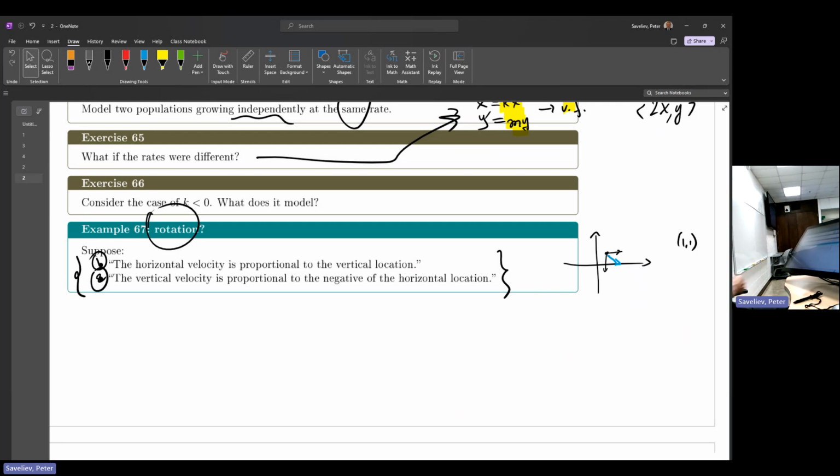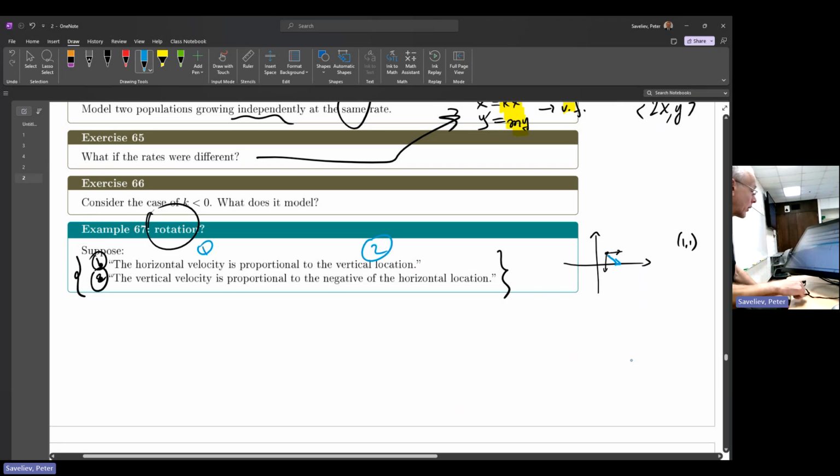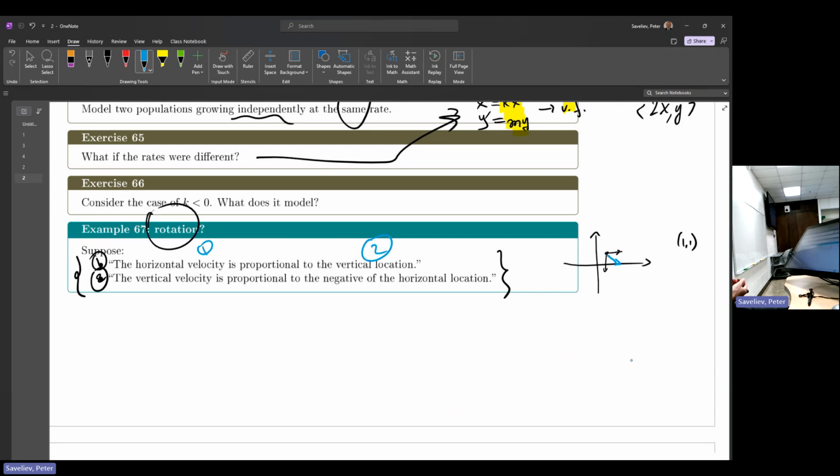So if you like, this is population 1, this is population 2. So the rate of growth of the first population is proportional to the number of the second population. Okay, so that's what the first line says.